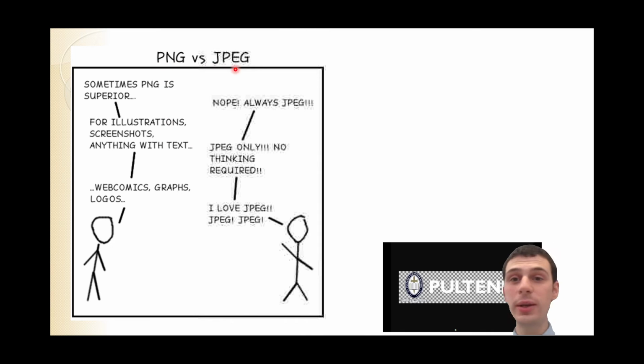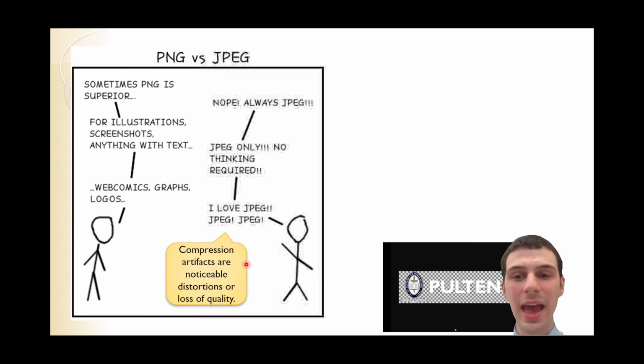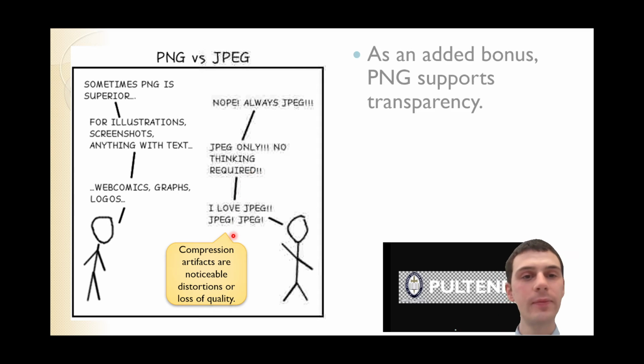Some more differences between PNG and JPEG. JPEG is really bad at sharp edges, so text or things with solid areas of the same color, like illustrations. There we go, webcomics, logos. And JPEG often has compression artifacts, and artifacts are where you can notice the lower quality. Notice here that's compression artifacts around the text. You can notice the lower quality.